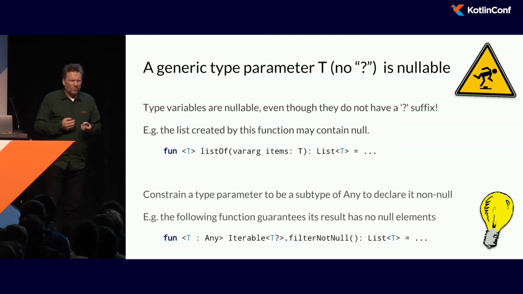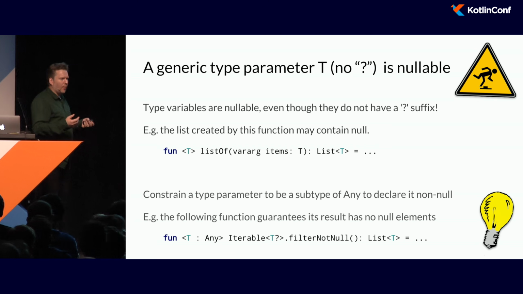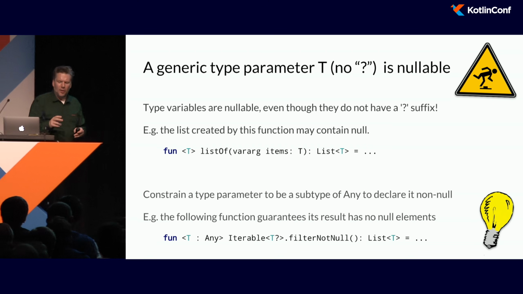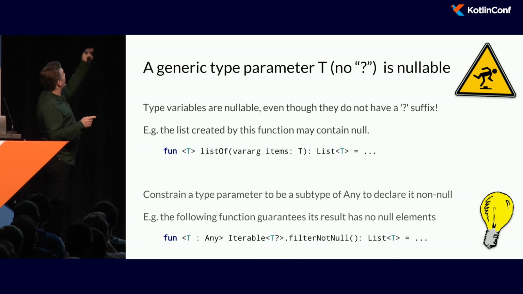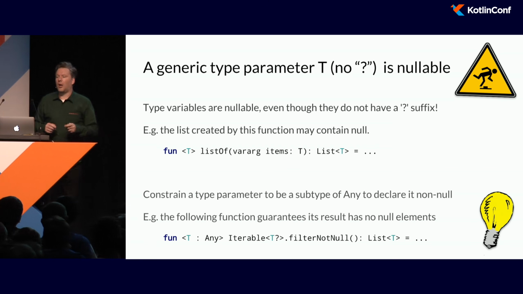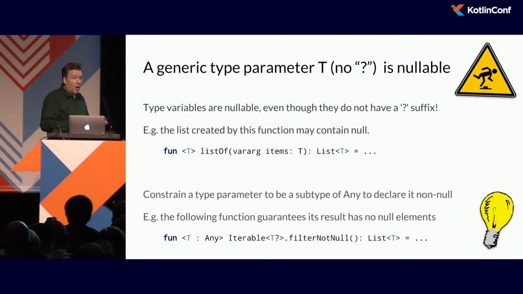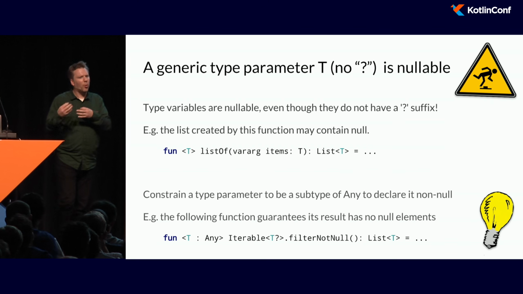One sort of syntactic weirdness is that in generics, although we don't put a question mark at the end of a generic type parameter, that generic type parameter is actually nullable. So for example, in the list of function in the standard library, I can pass nulls to that function and get a list with some possible nulls in it.